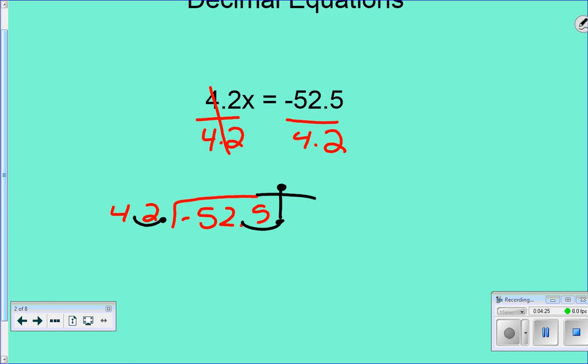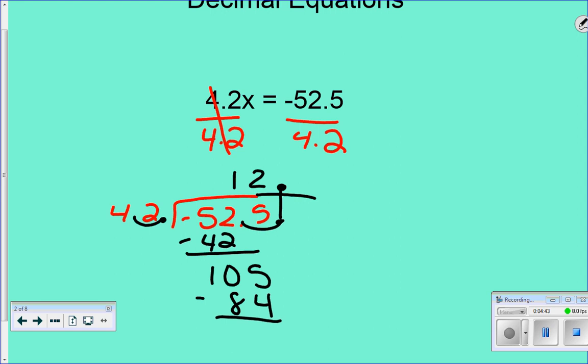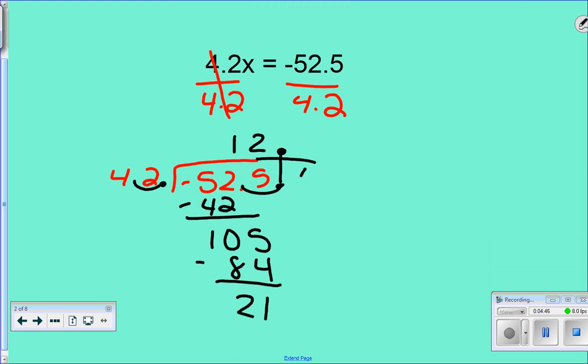All right, so 42 goes into 52 once. Minus 42, I get 10, 105. It goes in twice, I believe. Minus 84, I come out with 21. Bring down a 0. Yep, 5. So my x is 12.5. And I do need a negative. Thank you. I forget that sometimes when I do my fractions or my decimals.